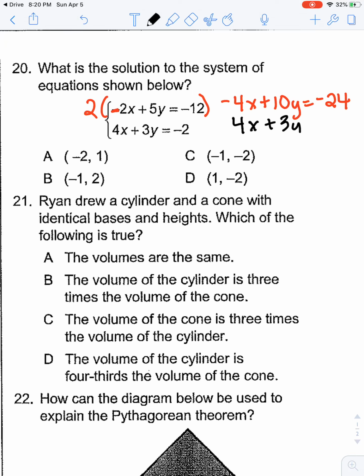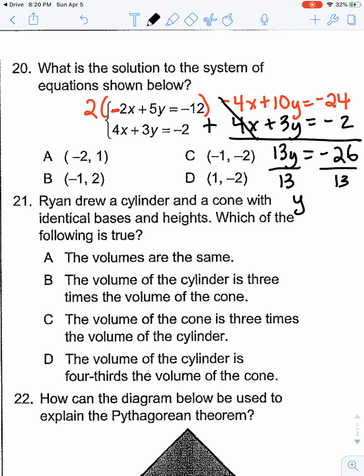Because when I do that, I'm going to get rid of the x's, and I'm going to be left with just the y's, and then I can take the answer for y and substitute it into one of those equations. So I'm going to add these two together, and so negative 24 minus 2 is going to be negative 26 over on this side. 10y plus 3y is 13y, and these two are going to cancel out, so I don't have to write the x at all. So I've got 13y equals negative 26, and I'm going to divide by 13 to get y by itself. That's going to give me negative 2.